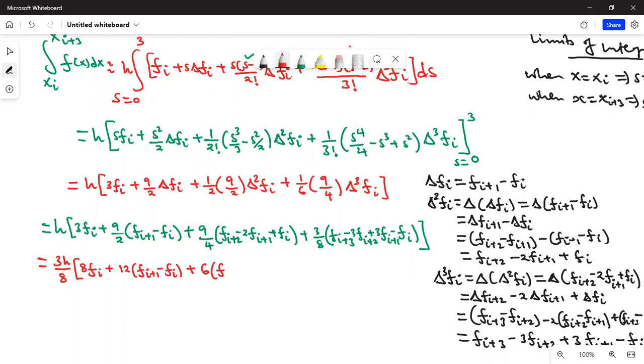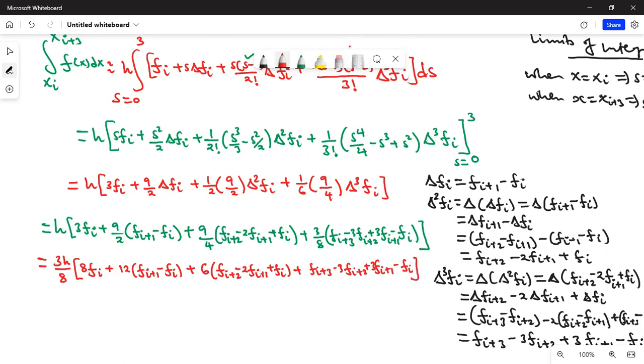Then here we'll have 6 into fi plus 2 minus 2 fi plus 1 plus fi. 3 over 8 times 8 over 3, that is 1. So here we'll have plus fi plus 3 minus 3 fi plus 2 plus 3 fi plus 1 minus fi. So that's what we have.